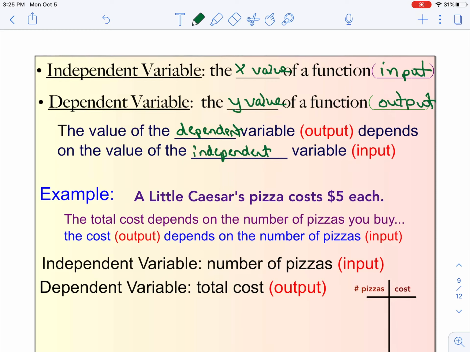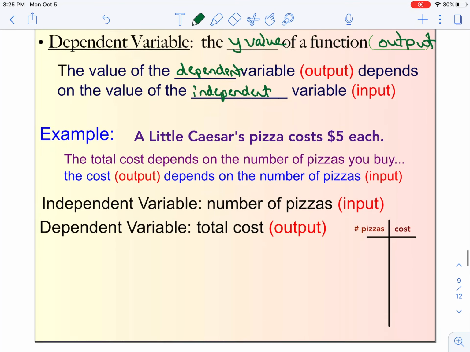Out. So what comes out depends on what you put in. So think back to the vending machine. What code you put in, okay, that's what affects what comes out. So what comes out depends on what code you put in.